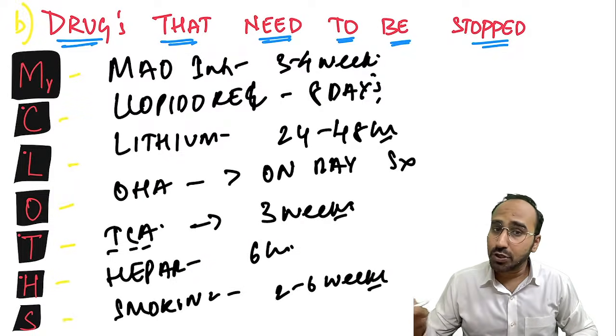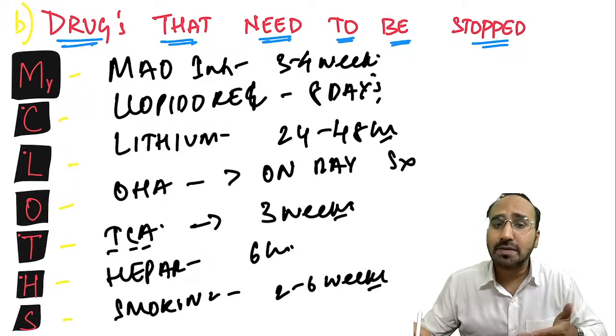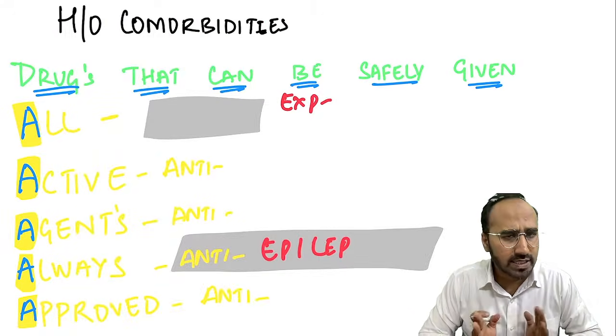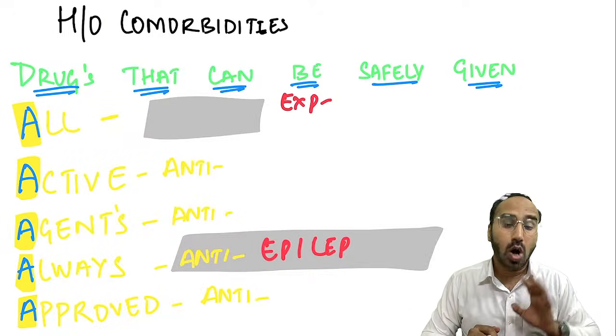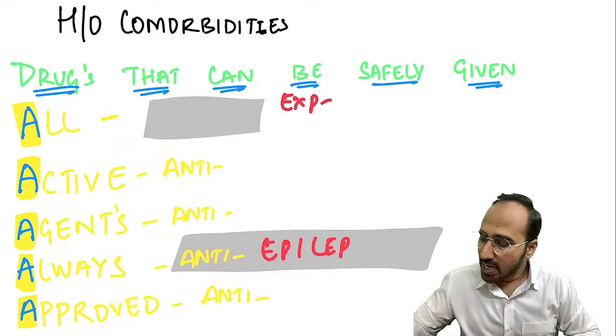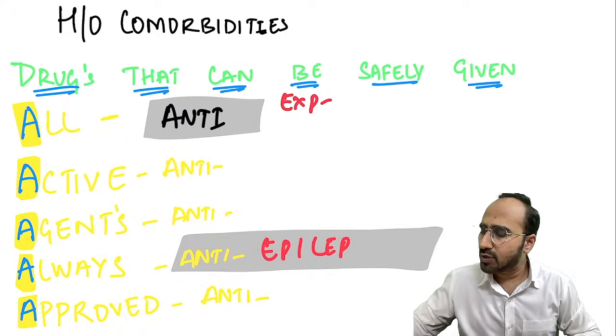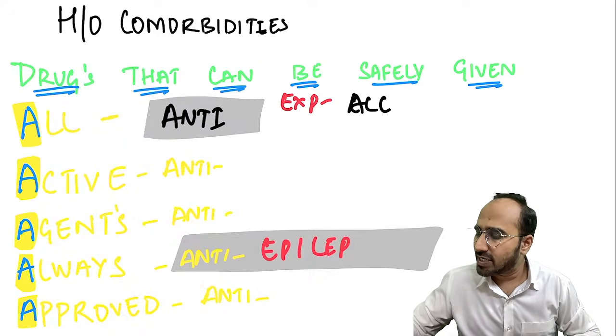So these are the drugs which are usually stopped before surgery. Then what are the drugs which can be continued, guys? All active agents are always approved. Meaning what? Antihypertensives can be continued except of ACE inhibitors and ARBs.